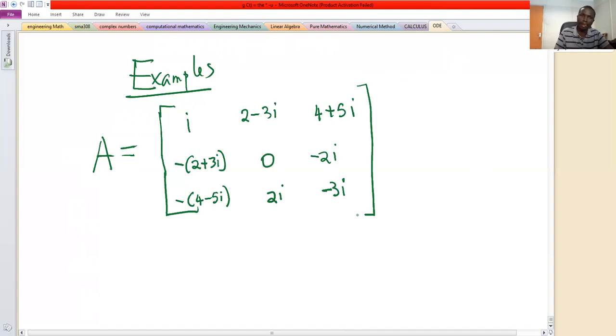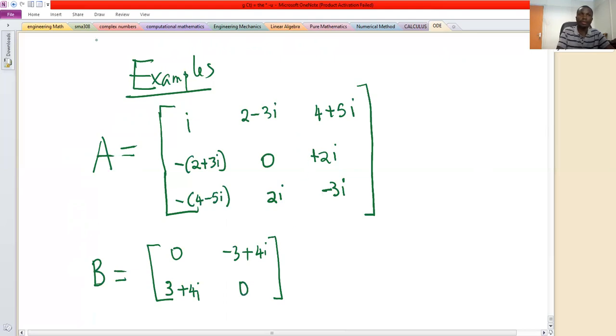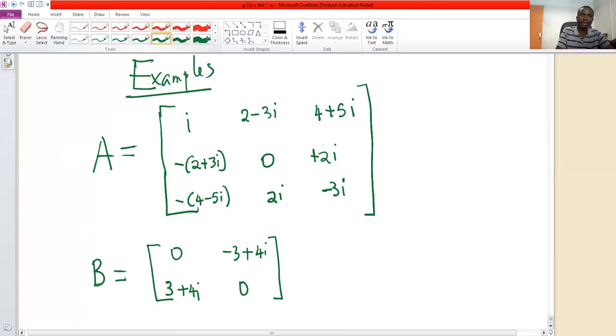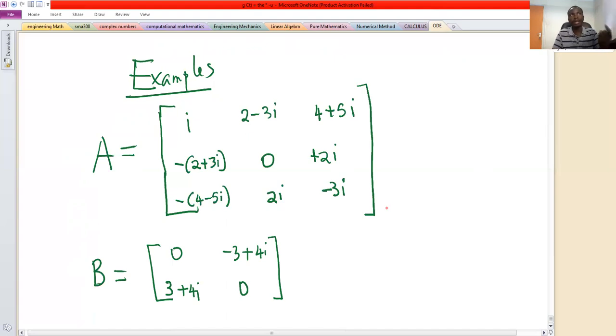Or if we have B given by 0, minus 3 plus 4i. Actually, this is plus. And then 3 plus 4i, 0. Remember, the condition for being Skew Hermitian is that all the elements along the main diagonal are either purely imaginary or zeros. Then a_ij is equal to negative conjugate of a_ji. So if this element is 2i, then its conjugate is minus 2i, so the element in this position should be the negative of this. So that's why this one is plus.